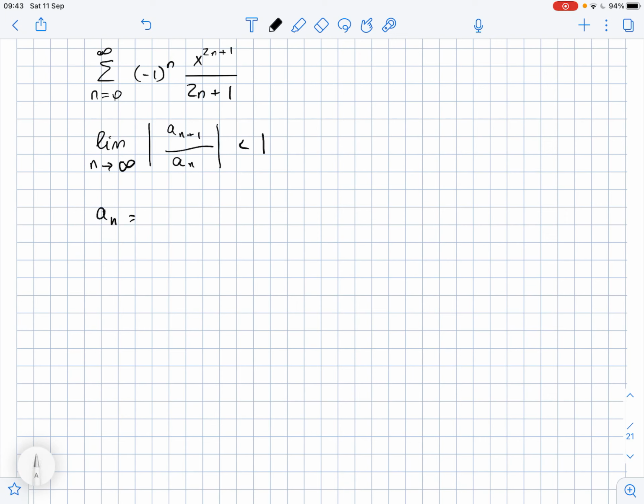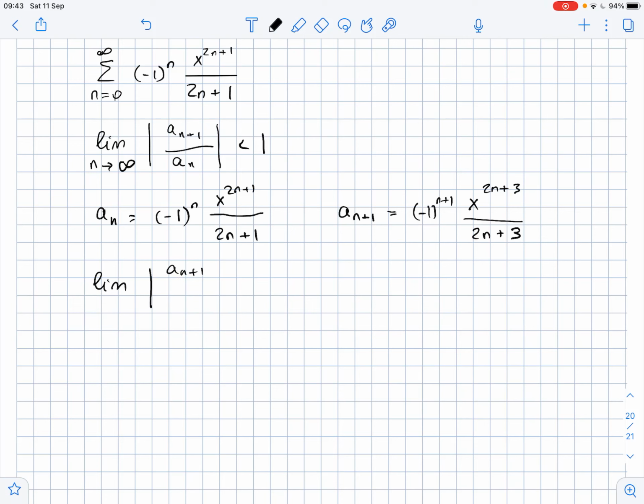In our case, a_n equals negative 1 to the power of n times x to the power of 2n plus 1 over 2n plus 1, and a_(n+1), the (n+1)th term of the series, equals negative 1 to the power of n plus 1 times x to the power of 2n plus 3 over 2n plus 3.